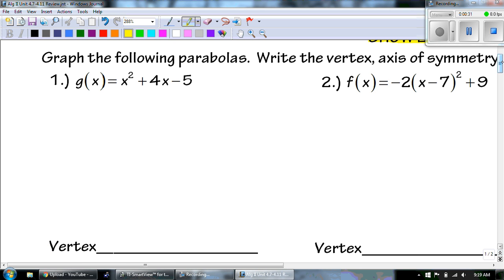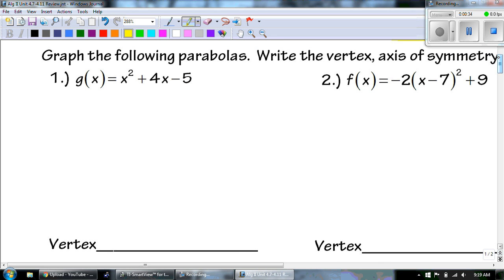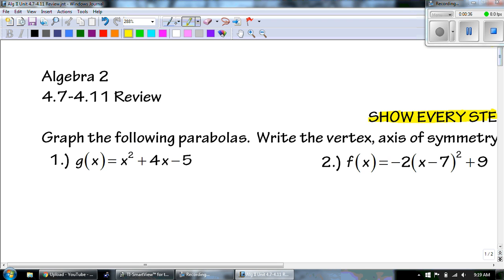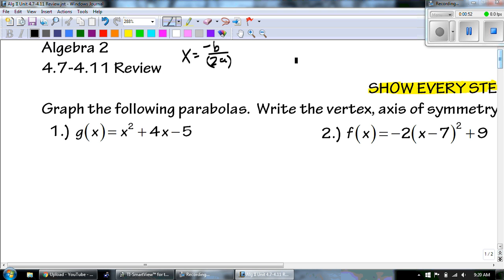So, to get the vertex, I can either put it into vertex form, or we can use the equation x equals the opposite of b over 2 times a. Okay? And that'll help us find the axis of symmetry, and then we plug in to find the vertex. So, remember what a, b, and c are. So if I'm doing the opposite of b, it's a positive 4. I would plug in negative 4 divided by 2 times 1.